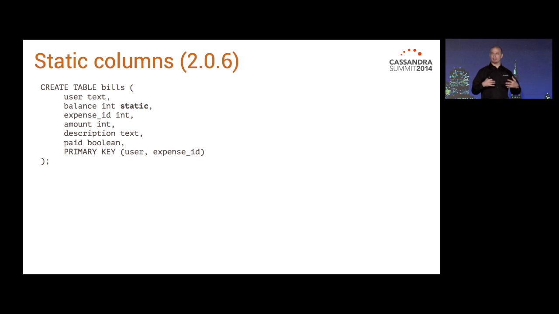So I want to give a couple examples of this, but first I want to introduce another new concept, which is static columns. And this was introduced in Cassandra 2.0.6. So midway through 2.0, we were able to get this in without destabilizing 2.0, and we didn't have to wait for 2.1 to deliver this. So what you're looking at here is I have kind of a transaction ledger or a bill ledger, and I have a static column here. I have a static balance column.